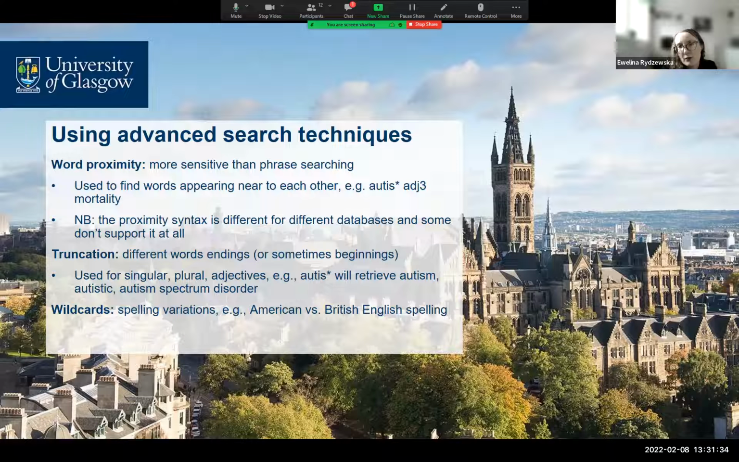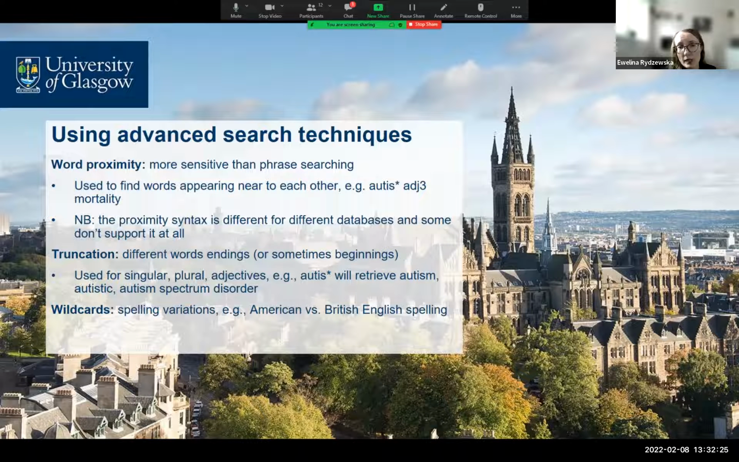And the number 3 signifies how many places around that word you want to look at. So you can say that these words might be closer to each other or a little bit further apart. For example, you could put ADJ2, and that means that the words are closer to each other. It's worth remembering that different databases use different syntax for that, but I'll show you a little table in the next slide to explain that a little bit more. Some databases actually don't support it at all, which I didn't know before I looked at the library resources. But all those databases that I've used personally in the past have had that function.